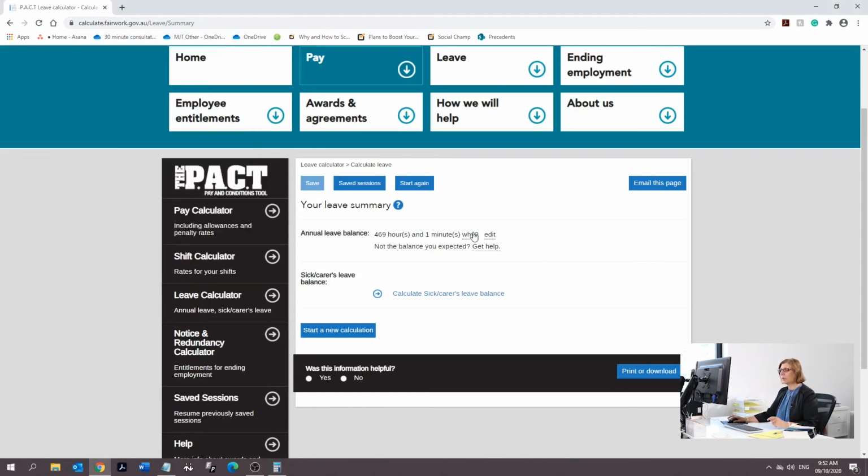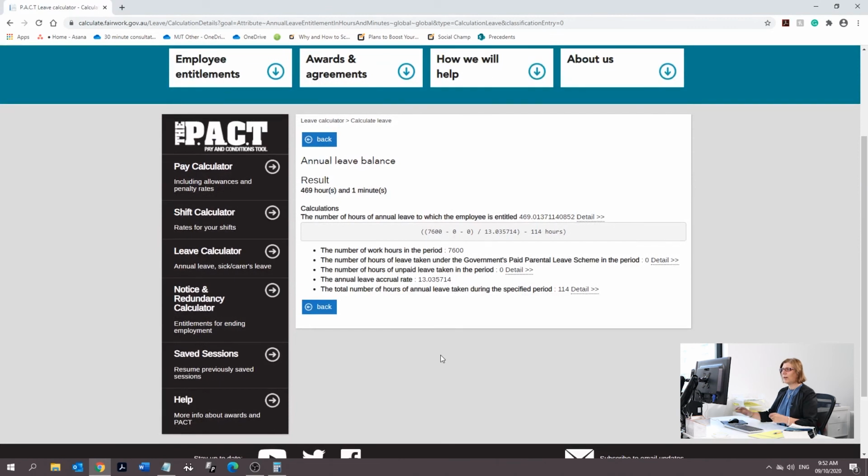And if we click here on why, it'll say that the number of work hours during the entire period is 7,600. I've taken 0 hours of paid parental leave and 0 hours of unpaid leave. I've accrued annual leave at a rate of 13.035. So the total number of hours of leave is 114 hours. They've just done that massive calculation, and all this equals 469. Happy days. Okay, so the 114 hours is the 3 weeks.